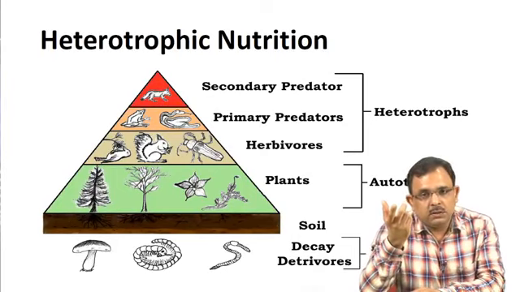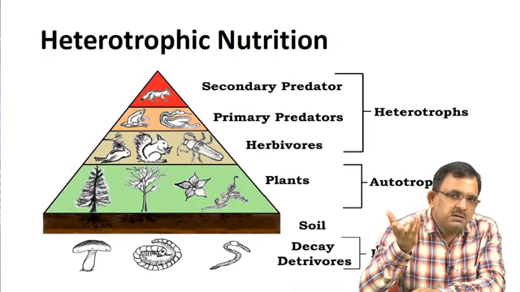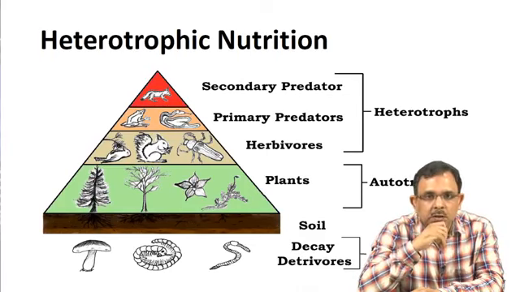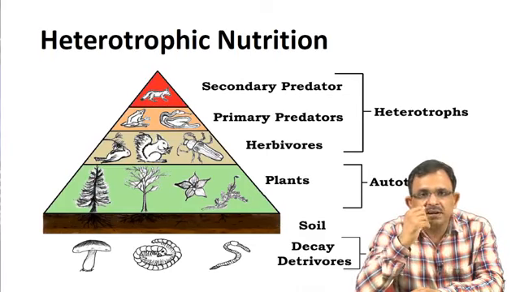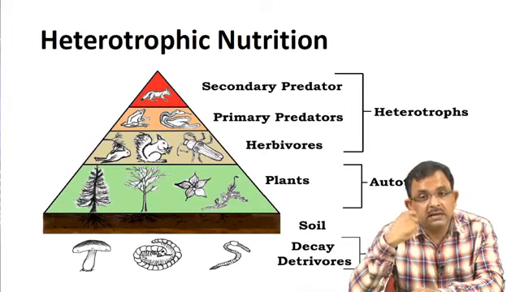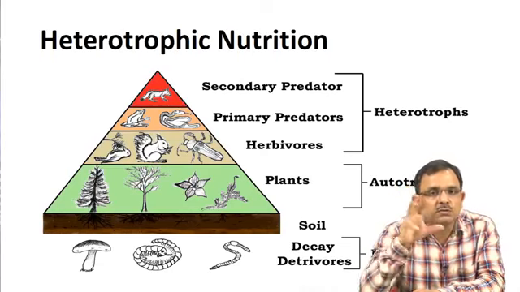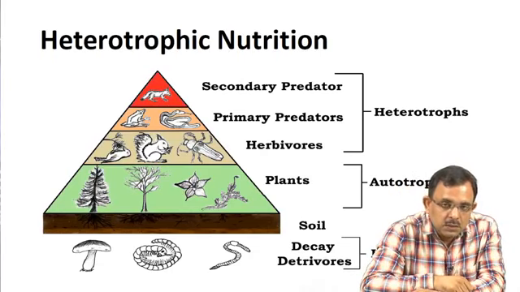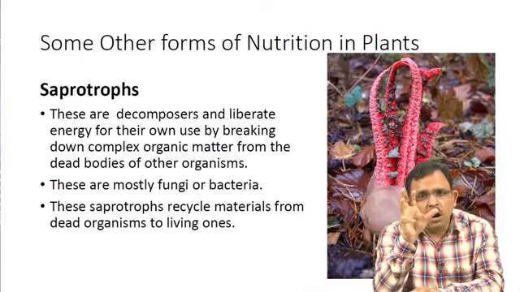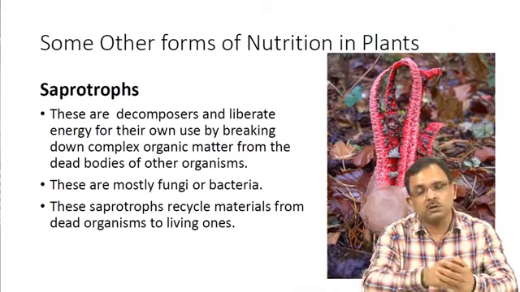Animals are all heterotrophic because they consume whatever plants produce. So here you can see in the pyramid also that plants are considered as autotrophs, but all herbivorous and predators, whether they are carnivorous, as well as the decay detritivores also, all come under the heterotrophic group. Now, when we talk about plants, we often find some other types of nutrition also.